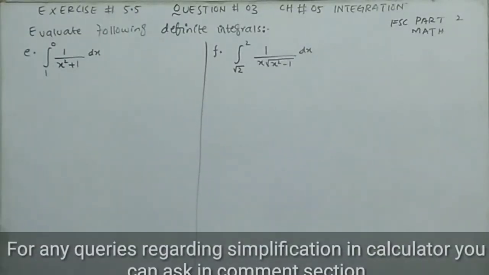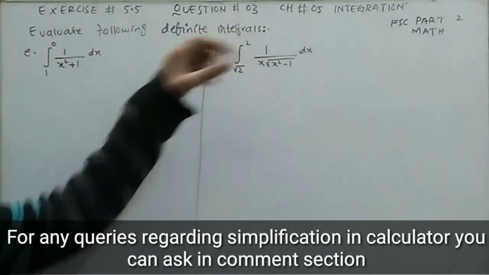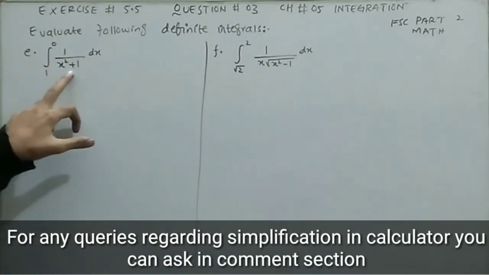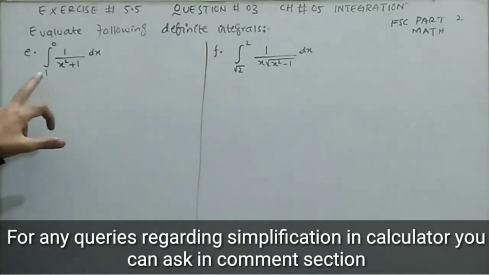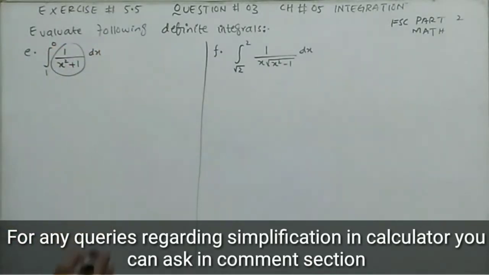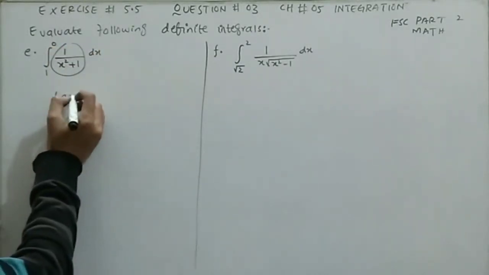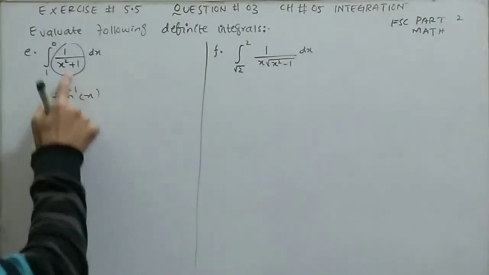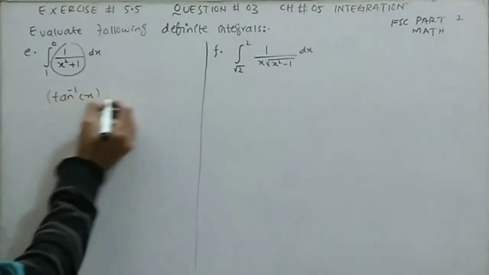Now let's solve the last two parts of the same question number 3, part number E. It tells us to find the integral of 1 over x square plus 1 into dx from lower limit 1 to upper limit 0. Remember that the integration of 1 over x square plus 1 is always equal to tangent inverse x. Because if you differentiate tangent inverse x, it will give us 1 over x square plus 1, because these are opposite phenomena.